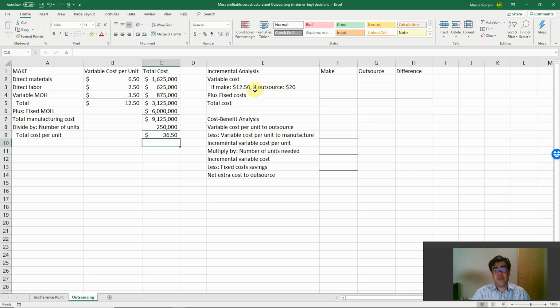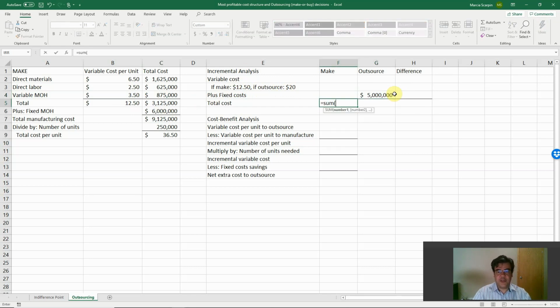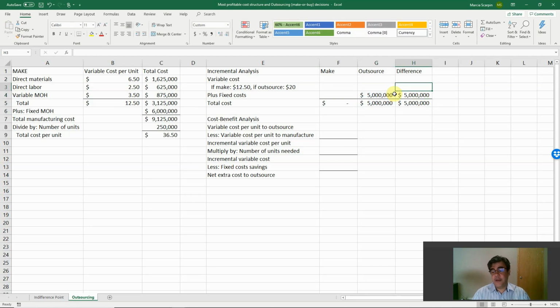incremental analysis. If we outsource it, our variable cost instead of 12.50 will be 20. Our fixed manufacturing overhead instead of 6 million will be $5 million. We will save $1 million here. And let's do our formulas. Total costs, variable plus fixed. The difference, it is outsource less make. How much we are saving here.